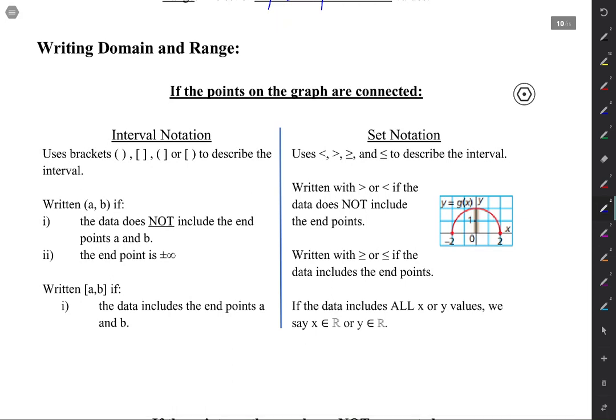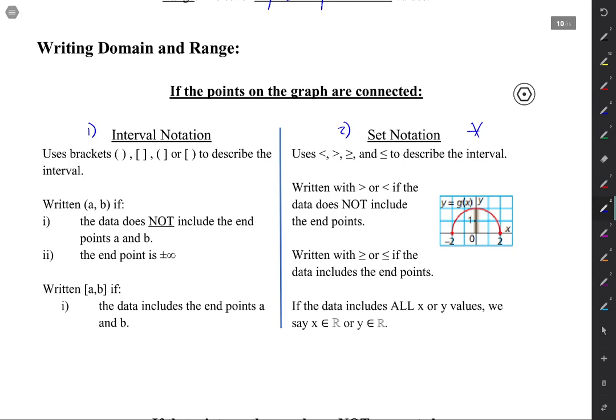Now, there's a couple different ways that we can write domain and range. So if the points on the graph are connected, we have two ways. We have interval notation or set notation. So this is if all the points on the graph are connected by a line, as you can see in that little picture over there. Now, I'm going to teach you how to do both interval notation and set notation, but you can choose one or the other to do on any assignment or test. However, moving forward with Precal, they usually use set notation. So I would try to get the hang of that one if I were to recommend one over the other.